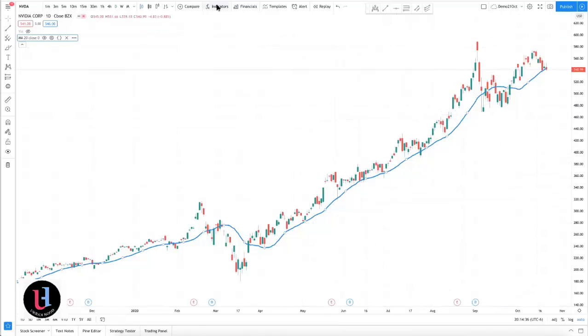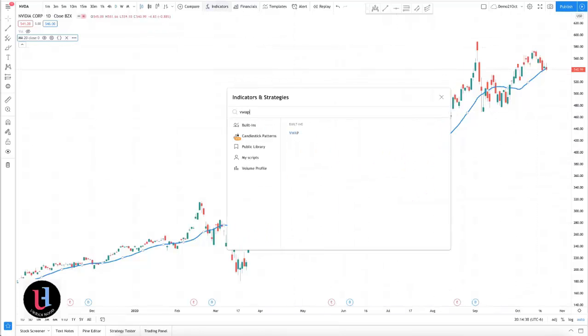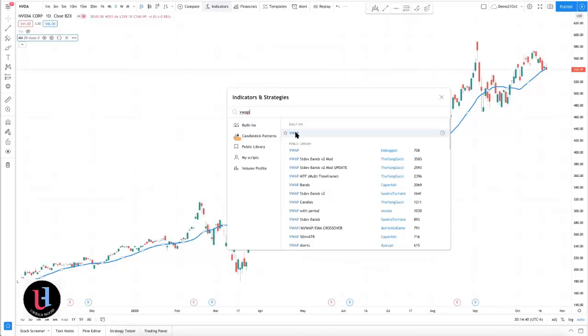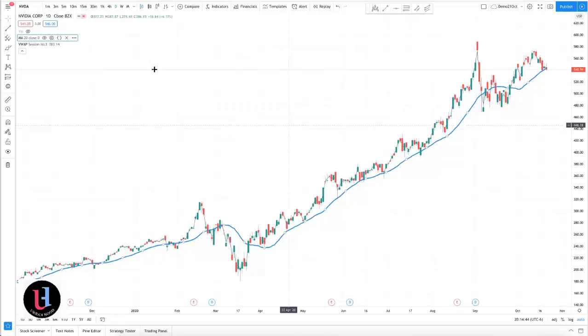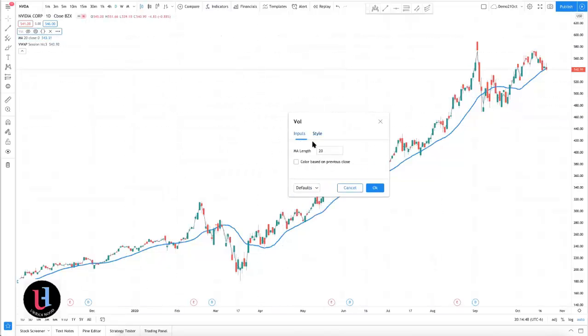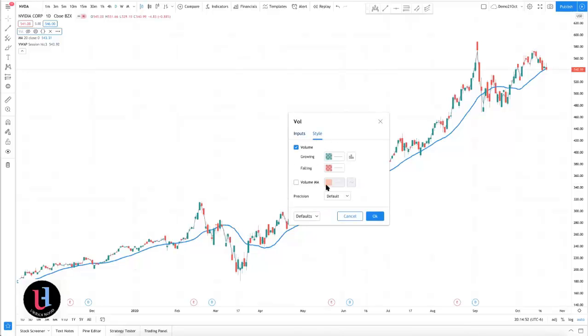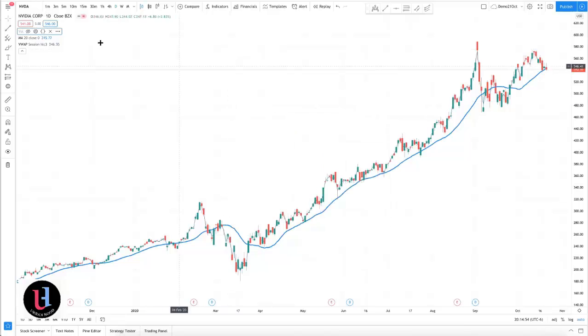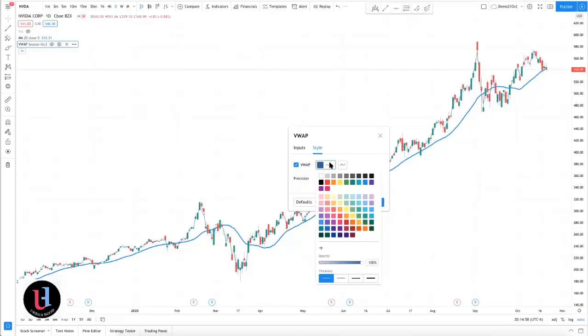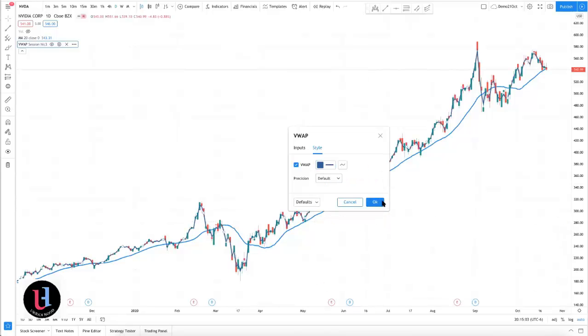And again, there is something called VWAP, which is nothing but volume weighted average price. VWAP will be in advanced, sorry. I just wanted to show the dynamic support.